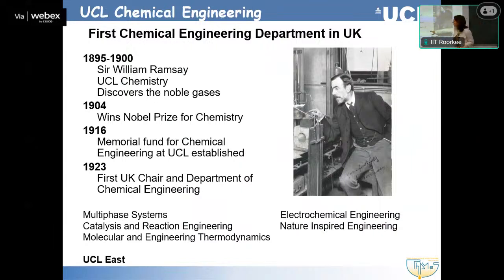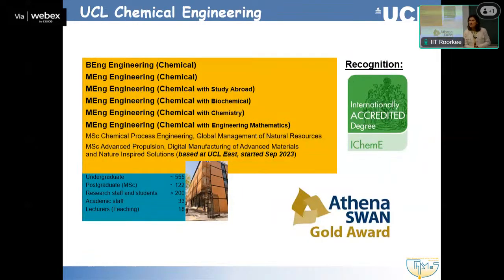Multi-phase systems is where my research area belongs. And this is general information about the department. These are the degree courses we offer: the 3-year BSc, the 4-year Bachelor's of Engineering, and the 4-year Master's of Engineering. And these are some of the MSc courses we offer: the traditional chemical process engineering, global management of natural resources, but some new ones as well that we developed because of our expansion to UCL East: advanced propulsion, manufacturing of advanced materials, nature-inspired solutions.